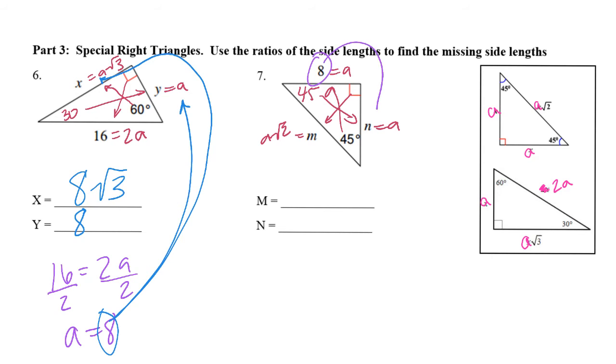So if 8 is A, we can plug that in here. So we know that N is also 8. And we can plug it in here. And M is 8 root 2. Hopefully that's relatively easy for you, knowing that you'll have the box on the side. So don't stress about memorizing these if you don't have them memorized, but you still need to know how to actually use what you're given.